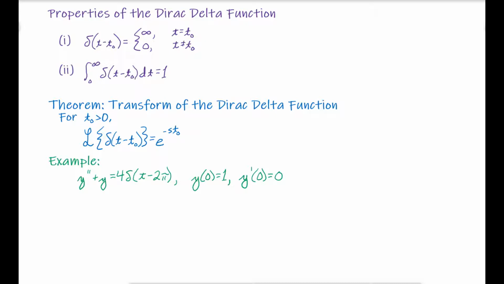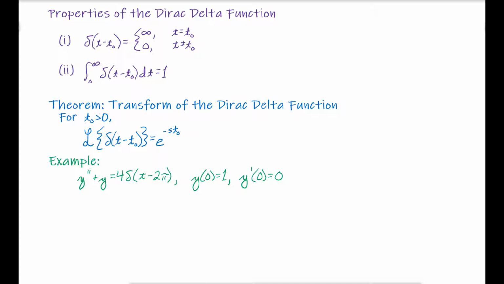All right, so if we want to take the transform of the Dirac delta function for t naught greater than 0, so some instant when we're going to have this impulse happening, we take the Laplace transform of it, and what we actually end up with is e to the negative s times t naught. That is the Laplace transform of this.